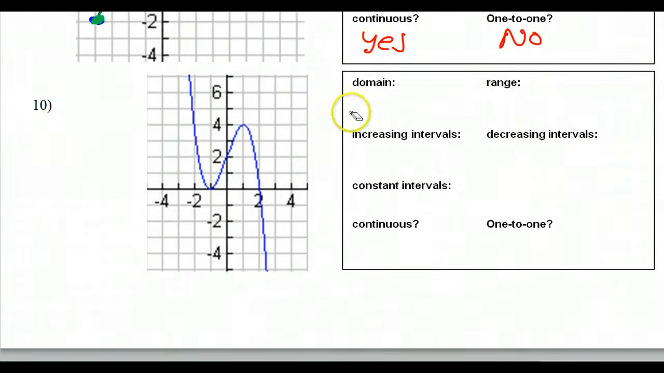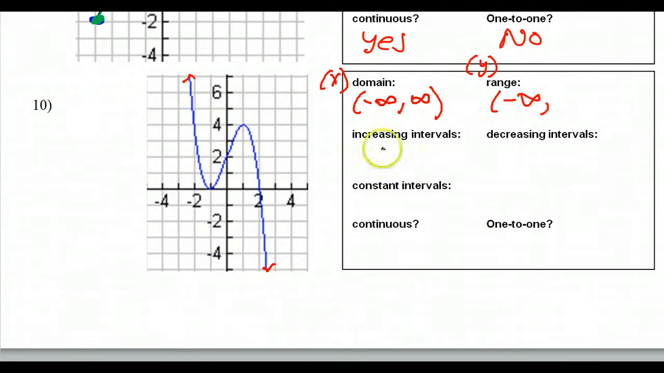All right, finally, number 10. The domain. Remember, I'm supposed to assume that this keeps going forever. So the domain is the x values. How far left does it go? How far right does it go? Well, it goes left forever, and it goes to the right forever. So that's -infinity to +infinity. The range is the y values. So how low does it go, and how high does it go? Well, it goes down forever, -infinity, and it goes up forever, +infinity.